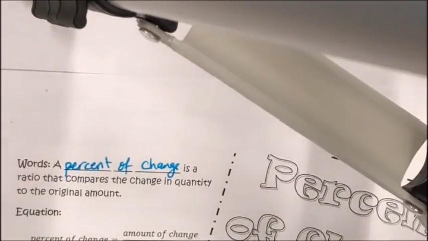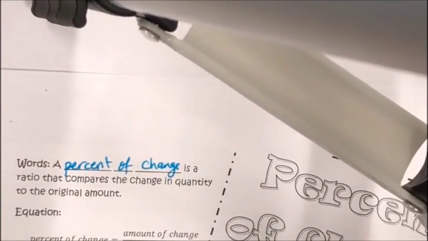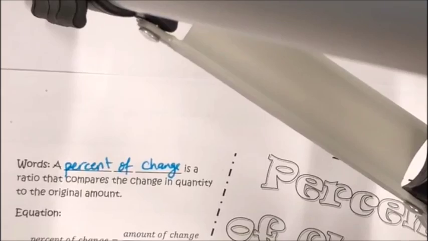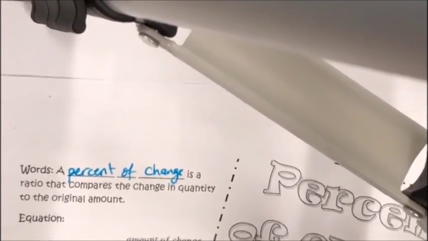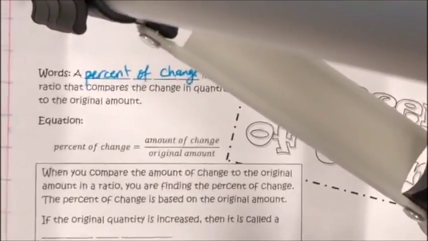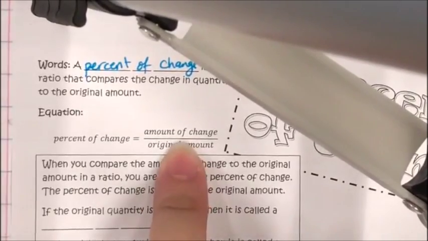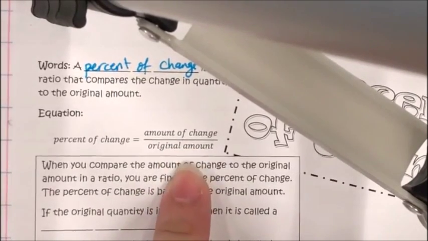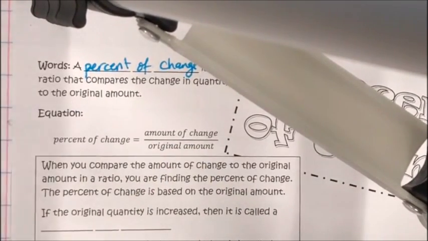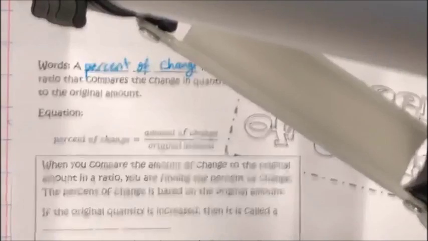Okay. So percent of change is a ratio that compares the change in quantity to the original amount. So if I'm looking at my equation, percent of change equals the amount of change over the original amount, okay? That equation is very important, okay? So the amount of change over the original amount equals the percent of change.